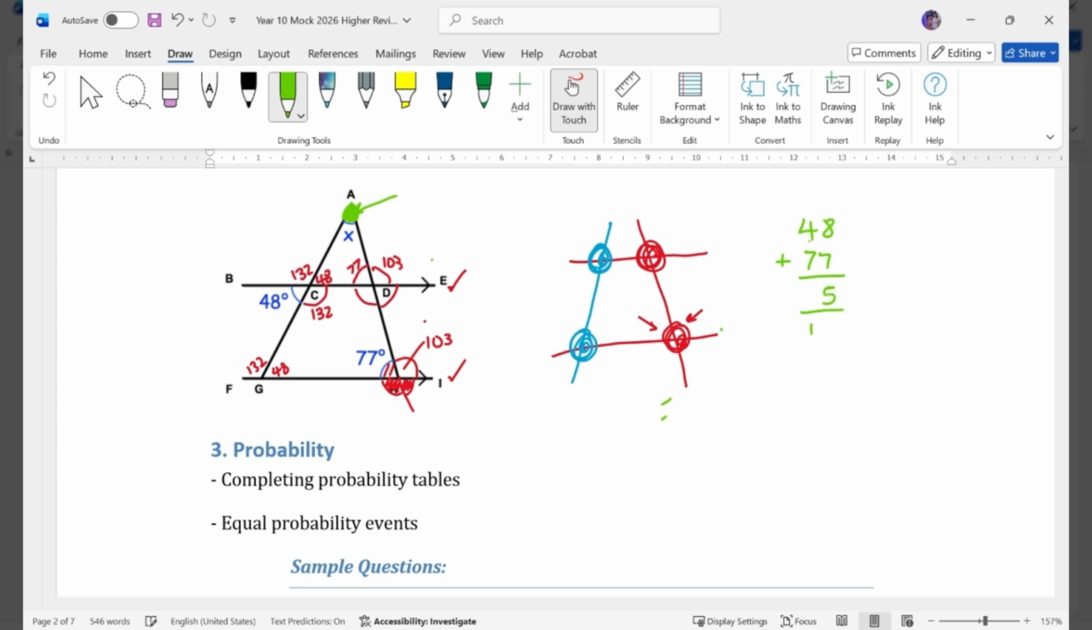15, and then 11, and 1 is 12, so 125, and take that away from 180, borrowing from the 8 this time. 10 take away 5 is 5, 7 take away 2 is 5, and 1 take away nothing is 0. So that's 55 degrees, an angle at that.